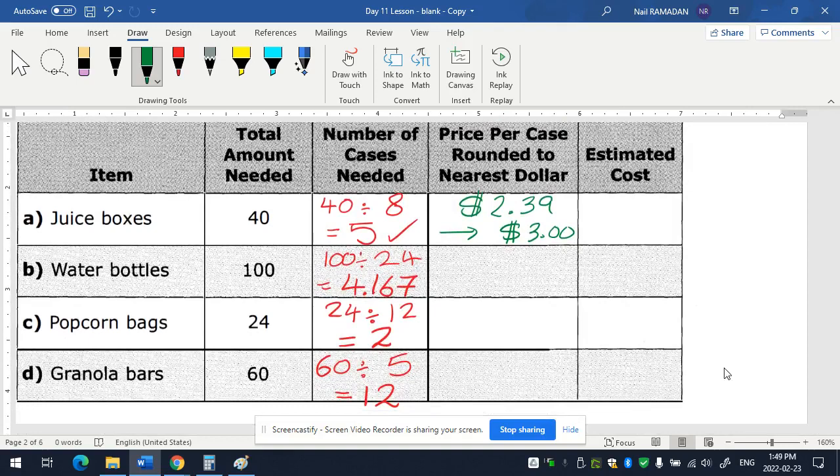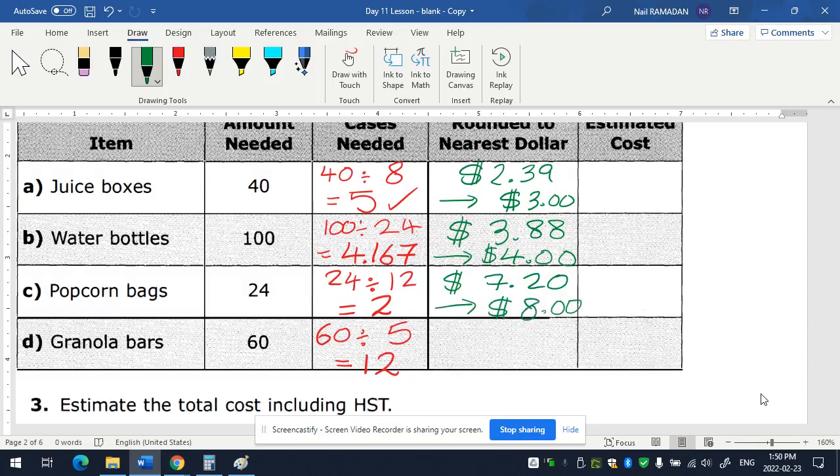By the way, just so you know, this is a two-way street, because you might think you don't have enough money because you rounded up, but you actually do. But let's hope you're just interested in giving them money. Okay, so can someone tell me what was the price for the water bottle? 388. Well, that is rounding to 4. 720. We're going to round that all the way up to 8.